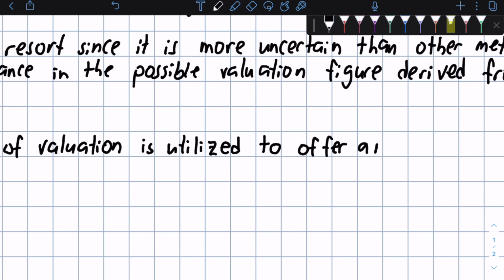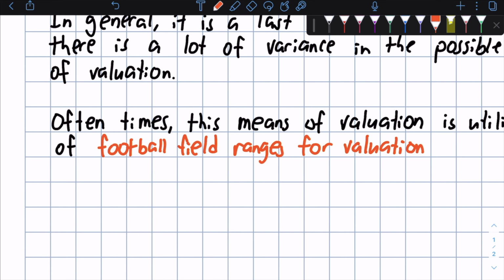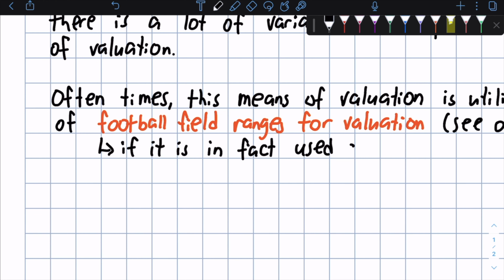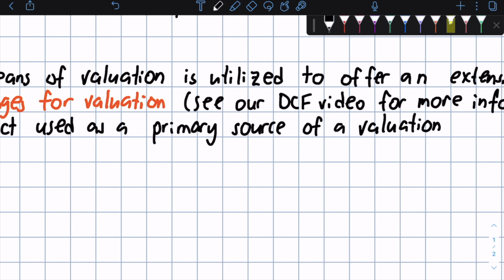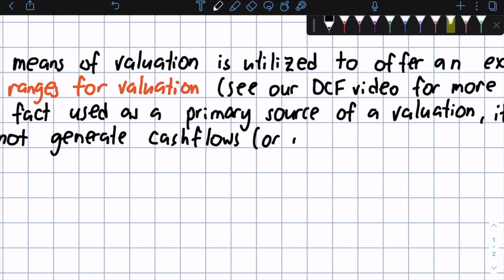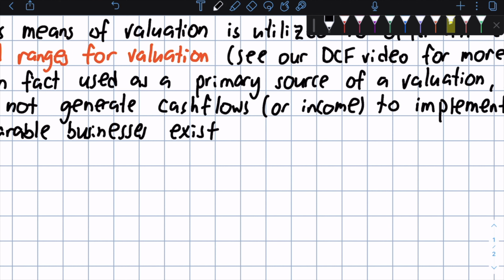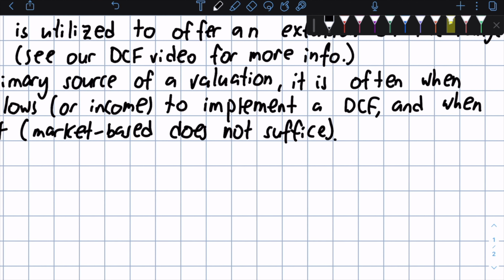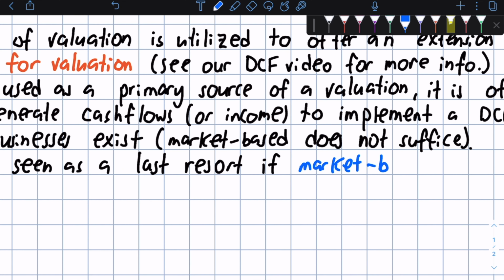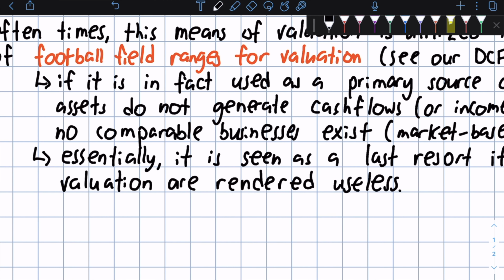Oftentimes, this valuation is utilized to offer an extension on the range of football field ranges for valuation. And if you haven't seen this yet, take a look at our DCF video for more information about that. If it is in fact used as a primary source of valuation, it's often when assets don't generate cash flows, so there's no income in this case to implement a DCF, and when there are no comparable businesses on the market, which means that market-based valuation does not suffice either. Essentially, it's used as a last resort if market-based and income-based valuation are rendered virtually useless.